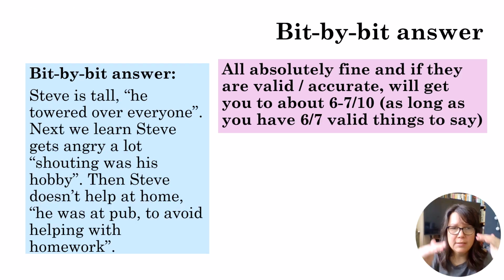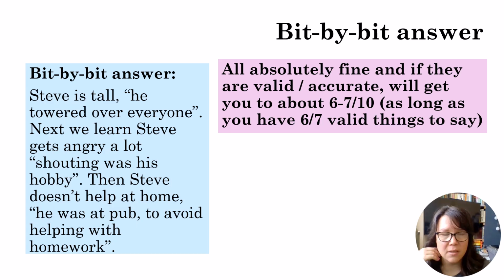So this answer is the sort of bit by bit answer. And what this answer is where a candidate has gone through the lines that they've been given, line by line, identifying the evidence that they want to talk about, and then they write those up, evidence, inference, or inference, evidence, and they get to about 6 or 7. And this is absolutely fine. As long as your inferences are valid and accurate, you can get to about 6 or 7 out of 10, as long as you have those valid things to say.